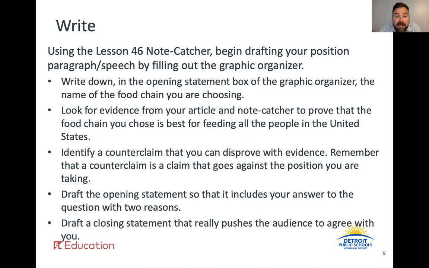Draft a closing statement that really pushes the audience to agree with you. So we're going to talk about another food system and why it's not as strong, but you always go back at the end to what you started with, which is why this food chain is the best for feeding everybody in the United States. So that'll be a concluding statement. Go ahead and pause the video here while you complete this work.